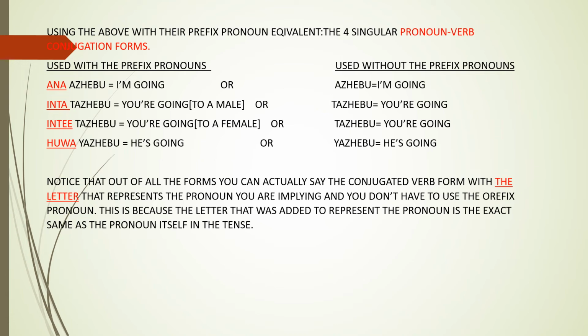The only form that we have left is hiya, which means she or she is. Notice that you add an H, and when you add an H to the base form azhibu, you get hazhibu. Make sure that the Z and the H in the second syllable are both pronounced: hazhibu, not hazibu. That's not correct. Hazhibu, she's going. Now, over to the right, you'll see that you can just say hazhibu, and it still means she's going.